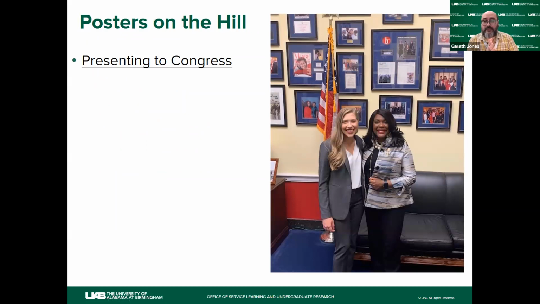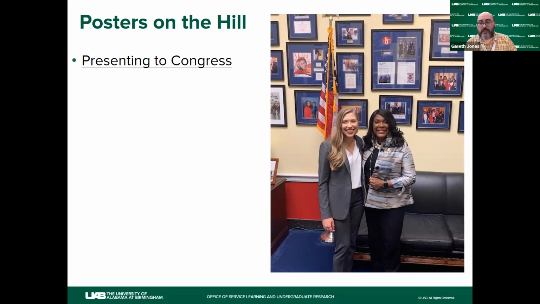Posters on the Hill. This is one of my favorites because, as you can see there, you get to present to Congress people, to senators, people who are making big decisions about budgets and how things are funded. This is Kendall Curtis, a student of ours who went 3 years ago, meeting with Representative Terri Sewell, who is the representative for Birmingham. And she had an incredible meeting. She also met with a few other representatives and had a wonderful conversation about some cancer research.